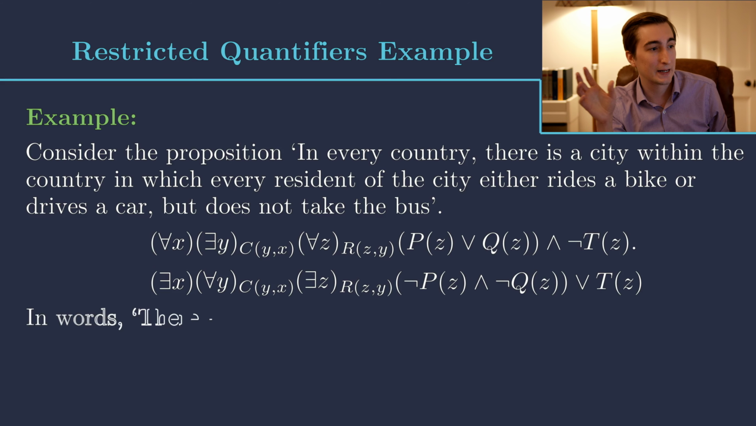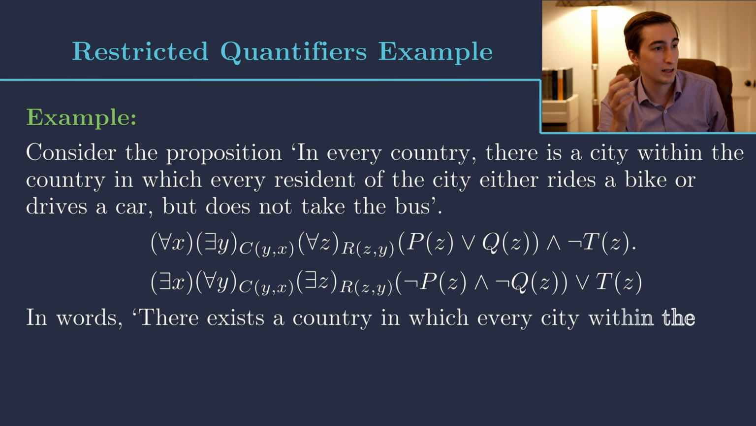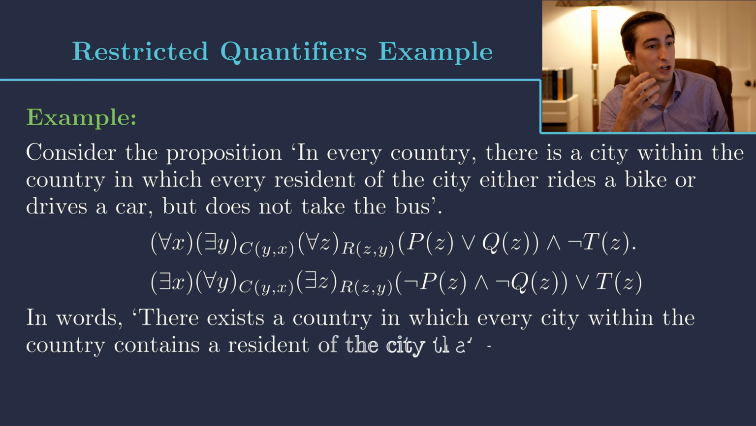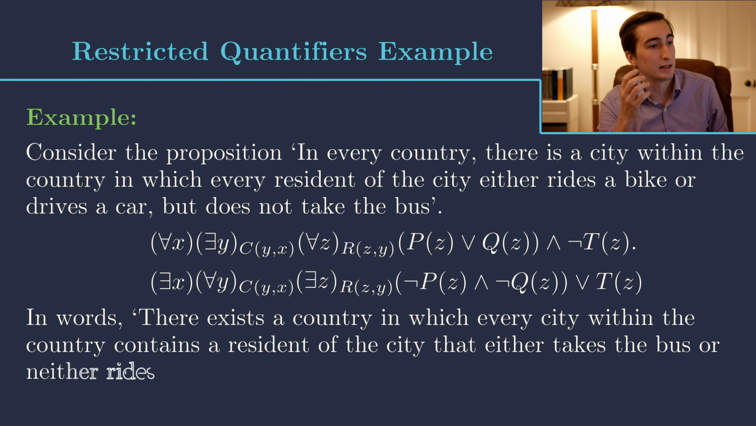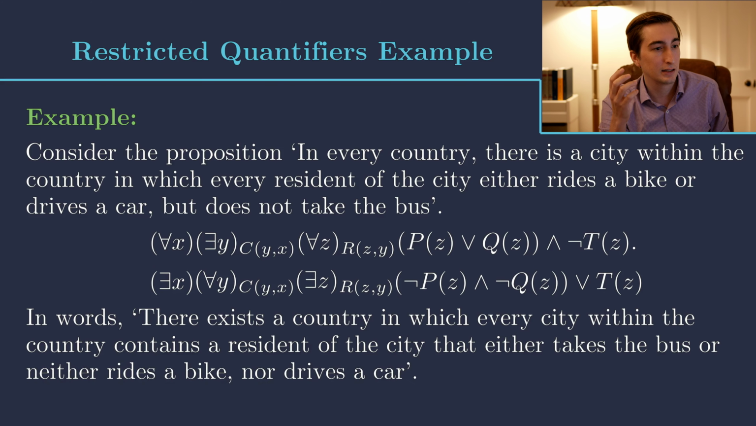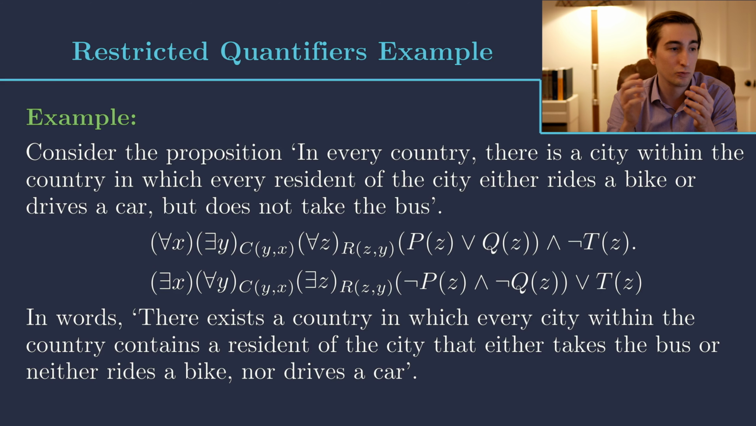And then we just want to write that back out in words now. So what does that say in words? That says that there exists a country in which every city within the country contains a resident of the city that either takes the bus or neither rides a bike nor drives a car.